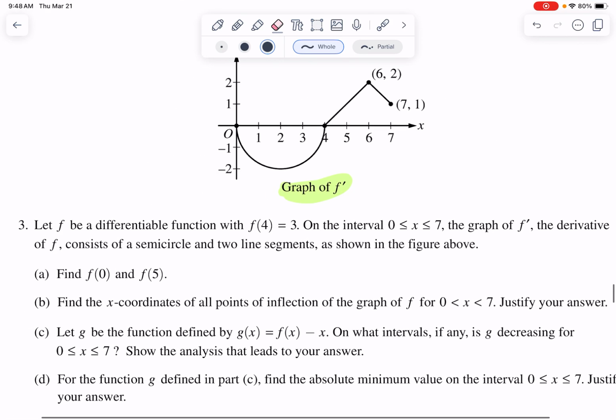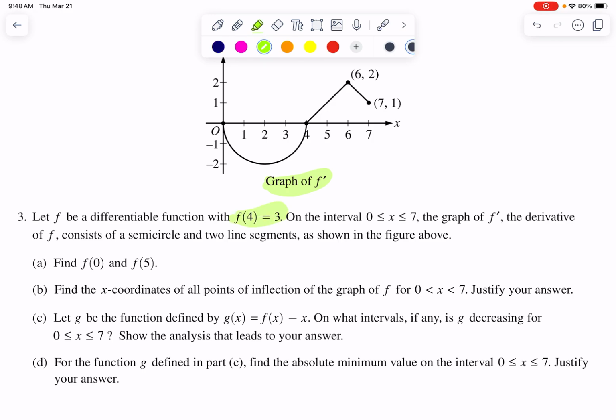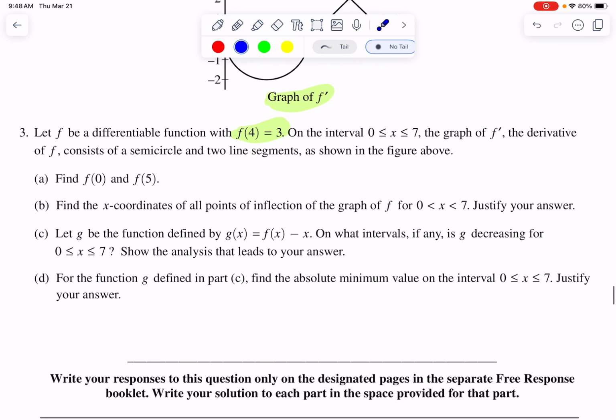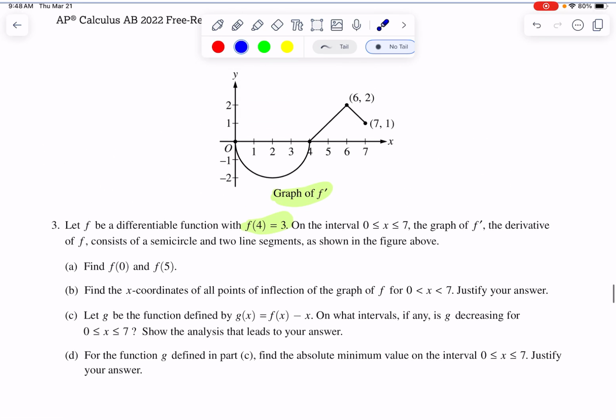So they're giving us the graph of f prime. Right, they're making it very clear. Here's the graph of the derivative. They're labeling it as such. They're telling us that f of 4 is equal to 3. We'll presumably need that information. And the graph consists of a semicircle and 2 line segments as appears clear. So for part A, we're just finding f of 0 and f of 5.